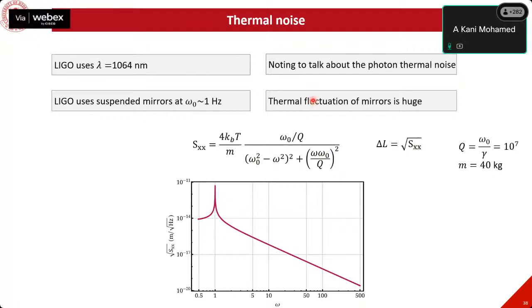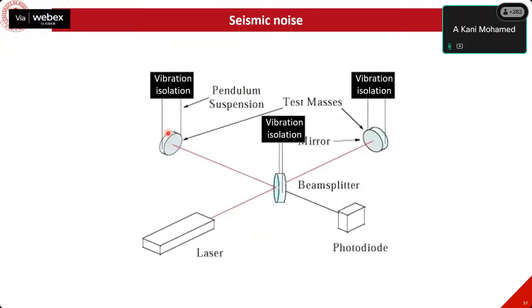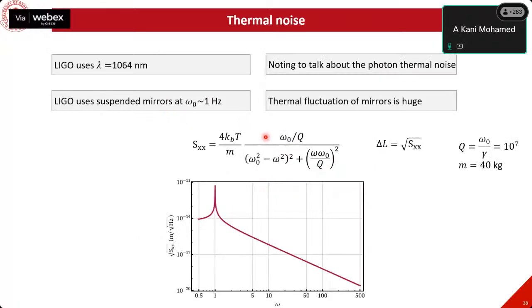So what they have is 1 hertz, but how they can reduce the noise from the mirror is by hanging these mirrors with a support that provides very high quality mechanical oscillation. The quality factor of the mechanical oscillations for LIGO is of the order of 10 to the power 7, which is extremely high. So the tiny vibrations actually survive for a very long time.